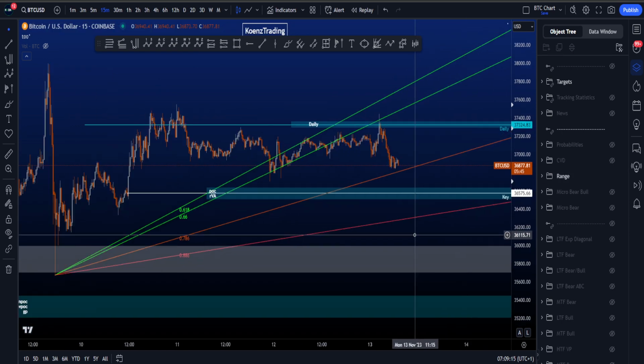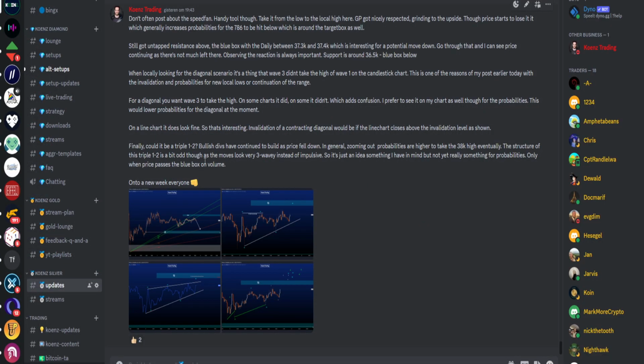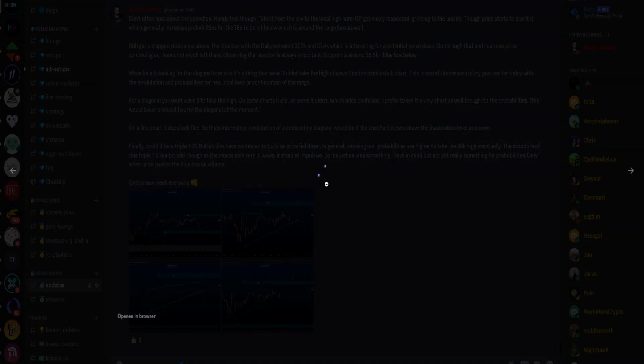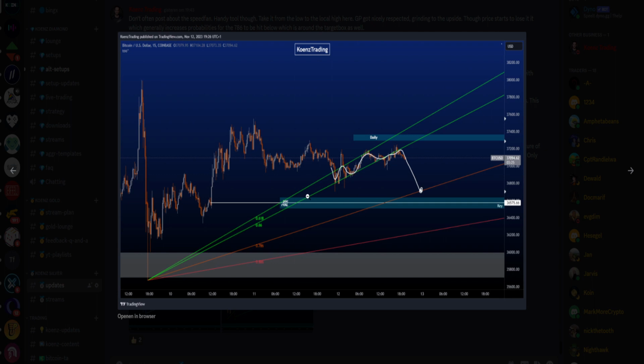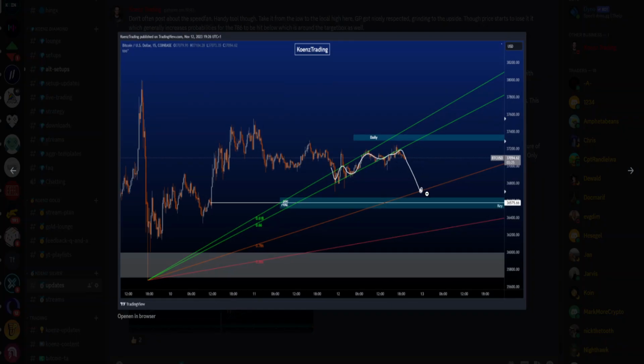Now if we look at this range over here, this is quite interesting. I don't often use the speed fan. It's not really something that I talk about too much, but I did at least mention it last night over here, where I spoke about the speed fan. And what's important is this is pulled from the low to the high. And the golden pocket speed fan over here was respected, price moving up, but we started to lose it. And that's also when I wrote, right, that increases the probabilities for price to then move towards the downside.